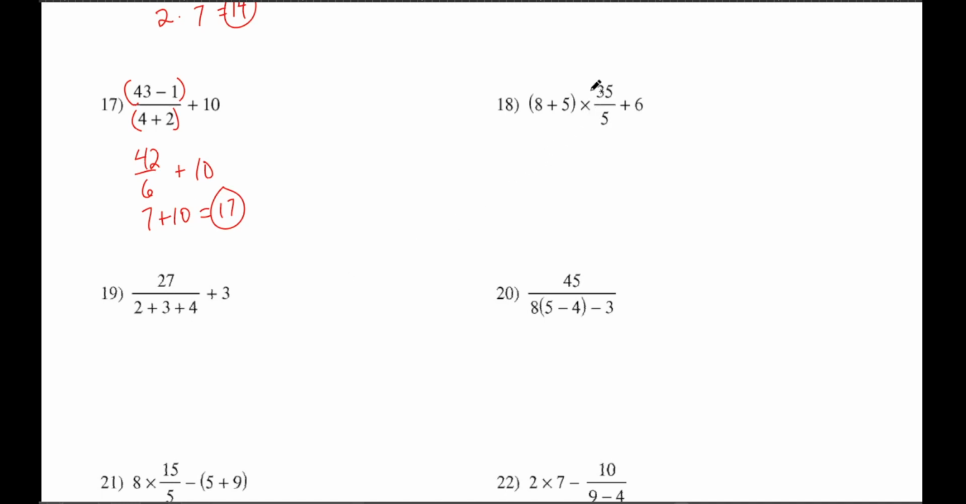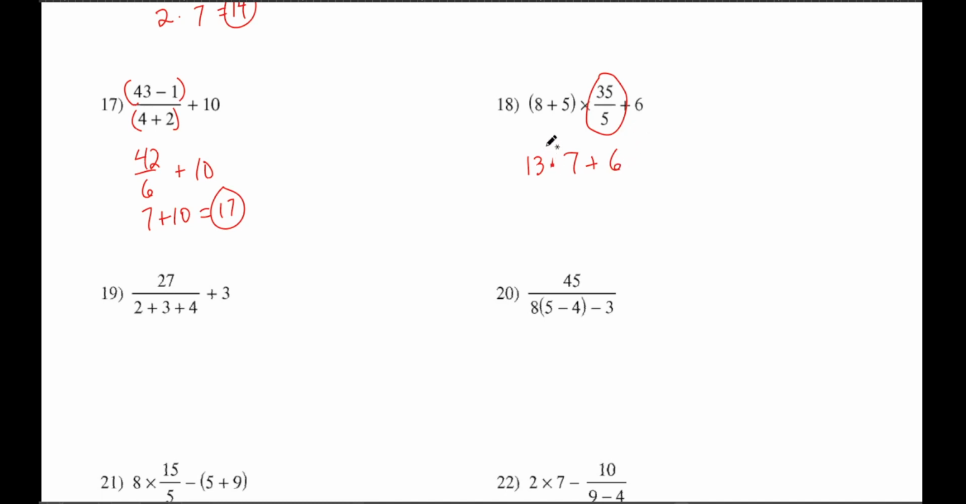All right, somebody said this looks a little tricky. So let's do this one. So what do we do first? The parentheses. So we do the 8 plus 5. So what is 8 plus 5? 13. And then times, let's figure out what that is. What's that? How about 7? Okay, and then plus what?